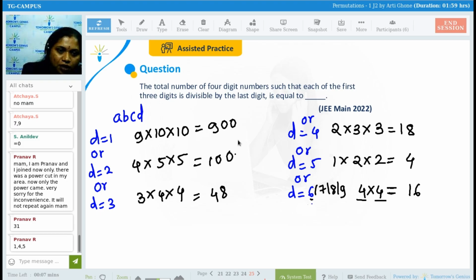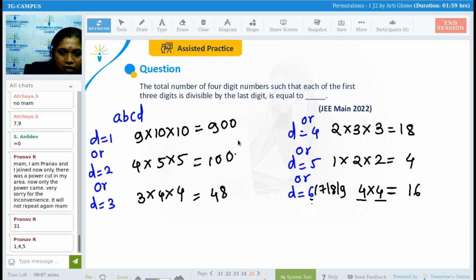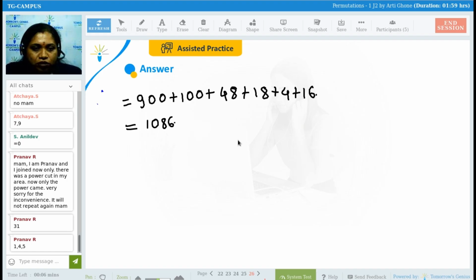Clear? Okay. So if you go through this case by case, you will get to know that divisible by 1 numbers forming are 900, divisible by 2 numbers forming are 100, divisible by 3 numbers forming are 48. Likewise, if we add all the numbers, we are getting 1086, and this is a numerical based answer question. So you need to upload your solution 1086 in the JEE Main questions. Clear? Okay.